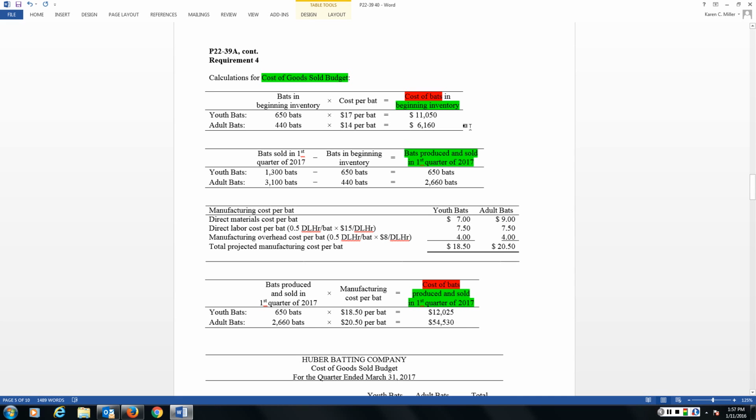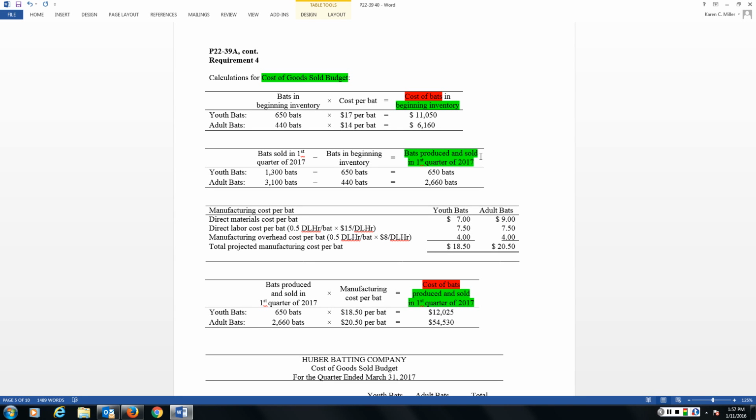So when I sell bats in the next quarter, they're going to come from this batch first. So the first youth bats that I sell will move out at $17 a bat. The first adult bats will move out at $14 per bat. All right, but we're going to sell all of them in the first quarter, so we really just need the total. Okay, so what I need to go along with what was in beginning inventory, I also need to know the cost of the bats that were both, notice here, produced and sold. Okay, because if they weren't sold, these costs do not move over to cost of goods sold.